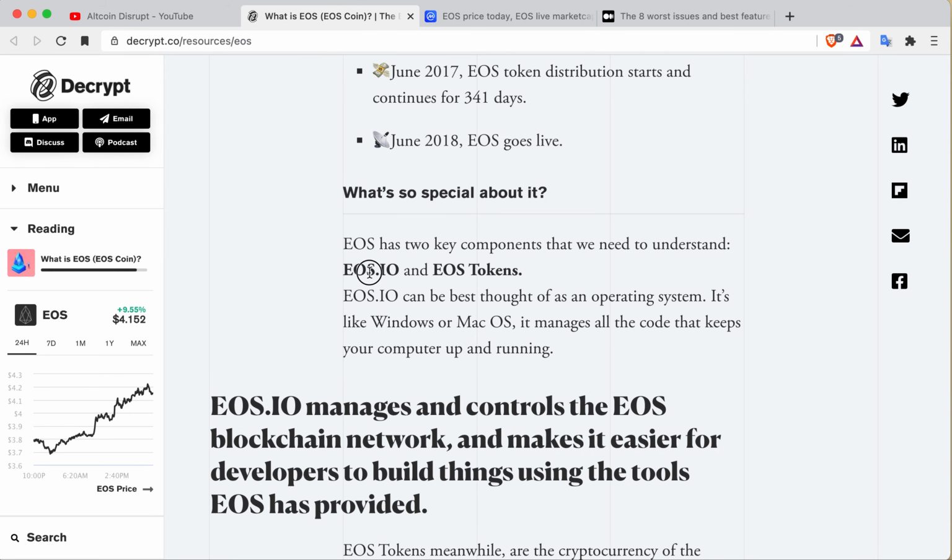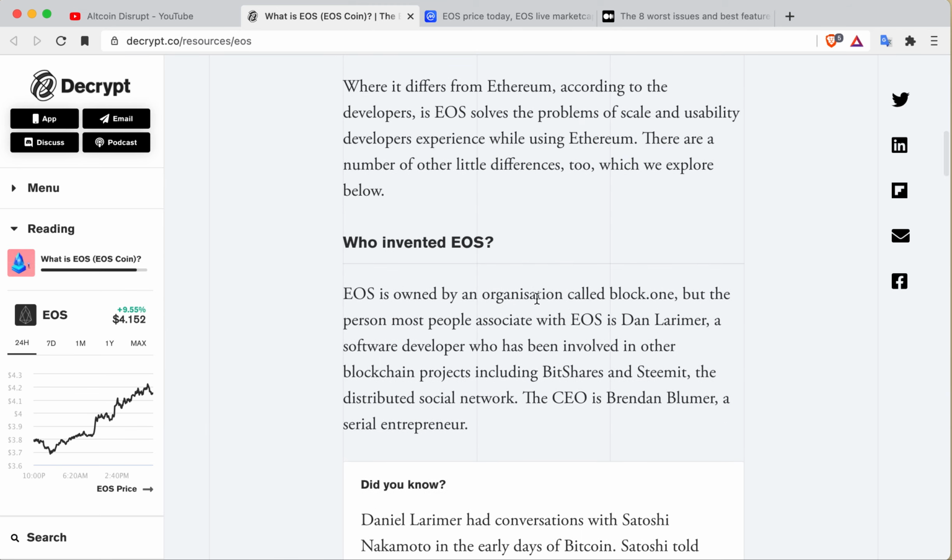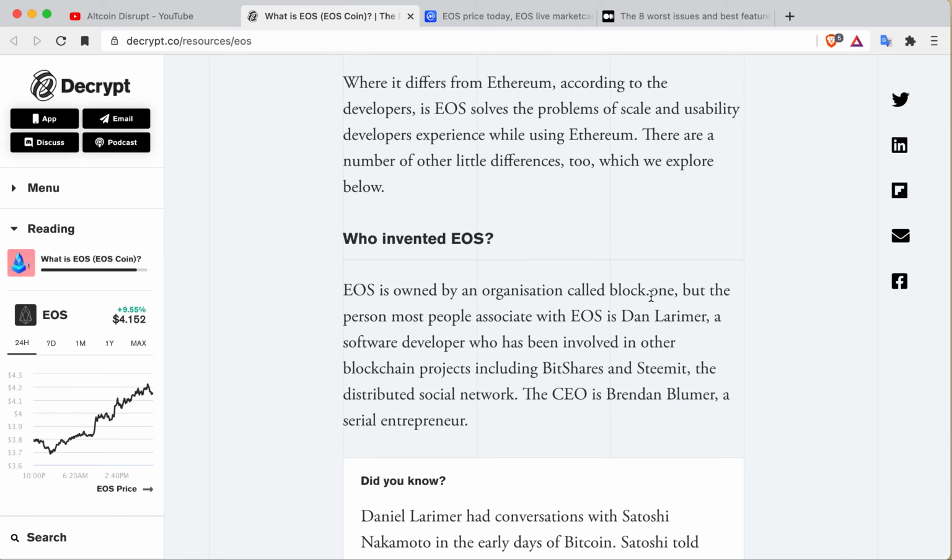Now the way they describe EOS.io, it's similar to a Windows or Mac application. It's a place where you can hold code and information, and you can run that code and the data collectively, and you can also create applications. So that's what EOS.io is. So yeah, it's a company that created this, and they actually control EOS. Block One, as they're known, they actually control EOS.